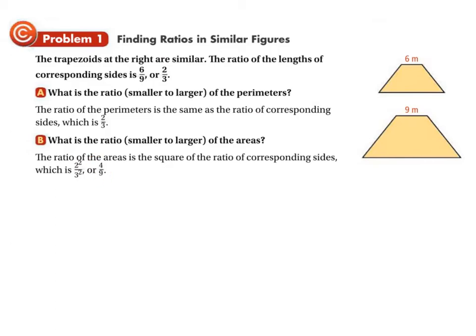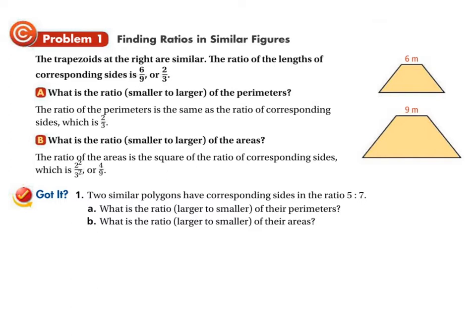Super straightforward. Okay, here's your got it problem. Two similar polygons have a corresponding side ratio of 5 to 7. And now watch what they're saying. Make note, they're saying larger to smaller. What is the ratio of their perimeters, larger to smaller? And what is the ratio of their areas, larger to smaller? Pause the video now and unpause it when you have your answer.